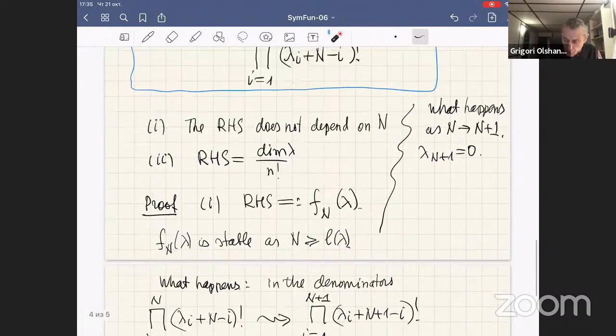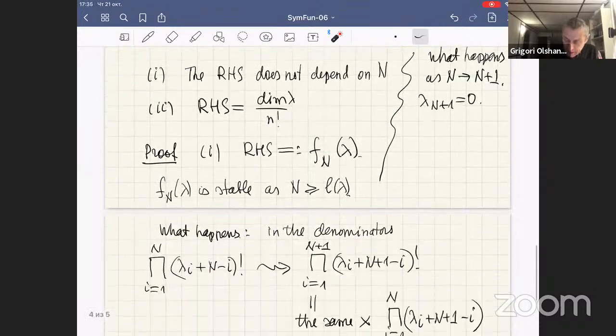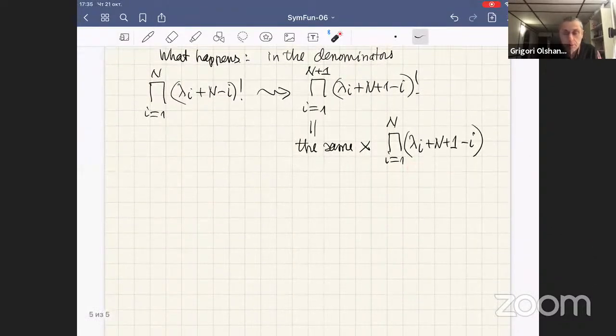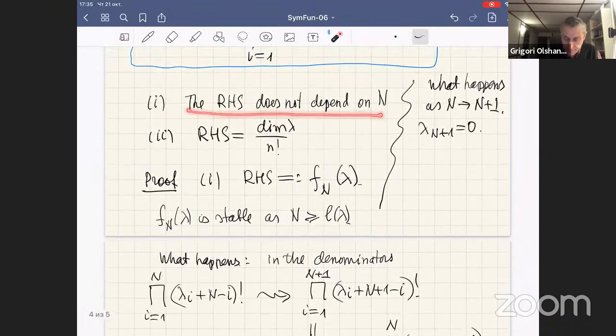It remains to prove that the same happens here. It's an easy exercise to see that the same happens, because we have to control what happens if j is equal to n plus 1, but then it is equal to 0, and we get exactly the same extra product which appears in the denominator. So we prove the stability. This is for the first claim, the stability.